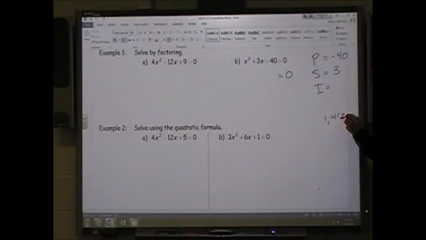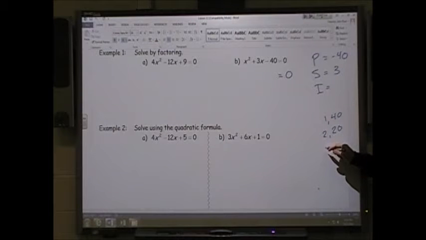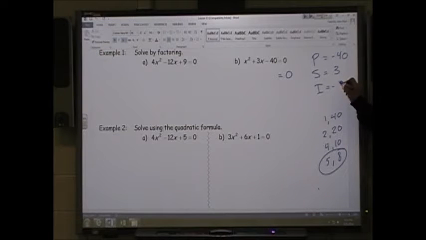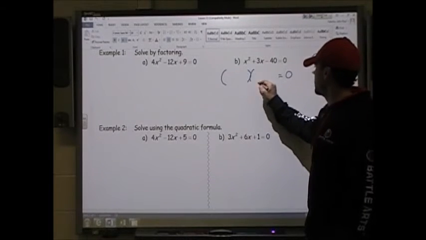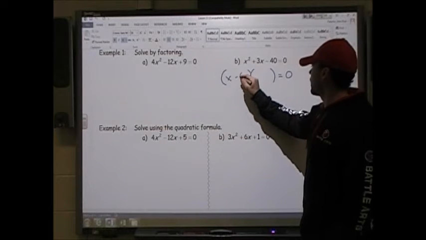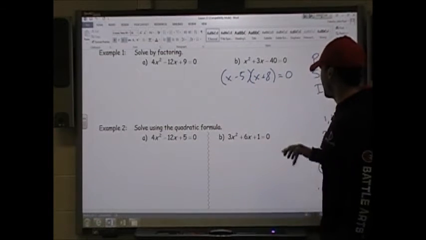There's 1 times 40, there's 2 times 20. Obviously, you're going to have to be a lot closer. There's 3 times nothing, there's 4 times 10. There's 5 times 8, there's 6 times nothing, 7 times nothing. This is it. The only thing that would have a chance of adding to 3 is that. Remember, they have to multiply to a negative number, so the two numbers are negative 5 and positive 8. That times that is that, plus that is that. So the two factors would be x minus 5 and x plus 8.